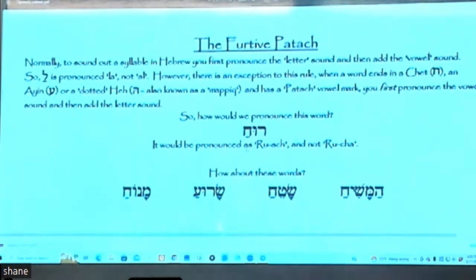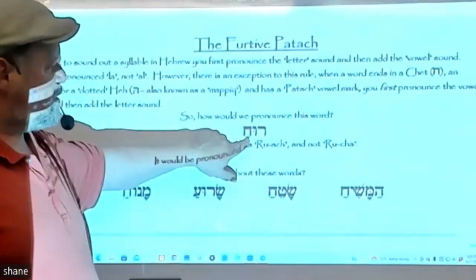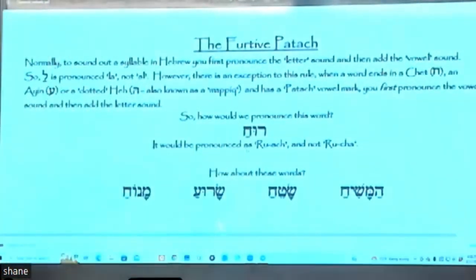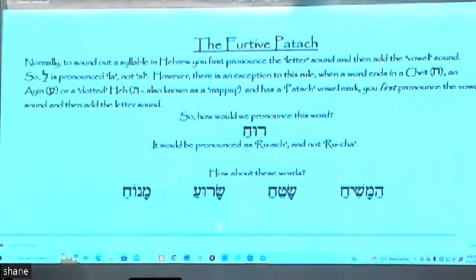So you have a resh, followed by a wa pointed shuruk, ru, and then you have the het with this patach. Since it's at the end of a word, it's a het, it's a patach, we're going to flip them. So that instead of being rucha, it is now pronounced ruach. Okay, that's what the furtive patach does. And it's just that one particular mark. If you see it with a kamatz under there, you're still going to pronounce it the normal way, consonant and then vowel sound. Okay. So that word would be pronounced ruach.